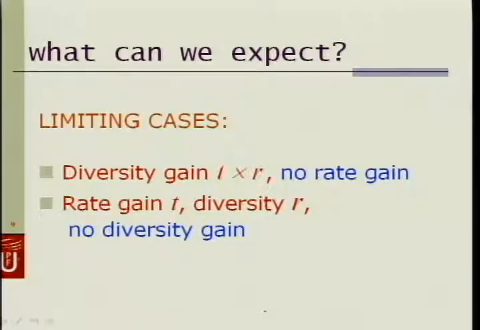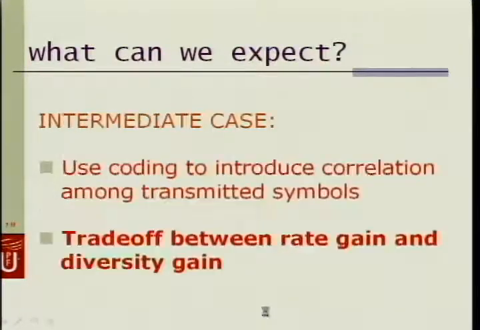Can we consider an intermediate situation in which we have some diversity gain and some rate gain? Yes, there is a possibility of having a trade-off between rate gain and diversity gain, and actually the design of a MIMO system is based on this trade-off. And we can do it by using coding to introduce some correlation among transmitted symbols.